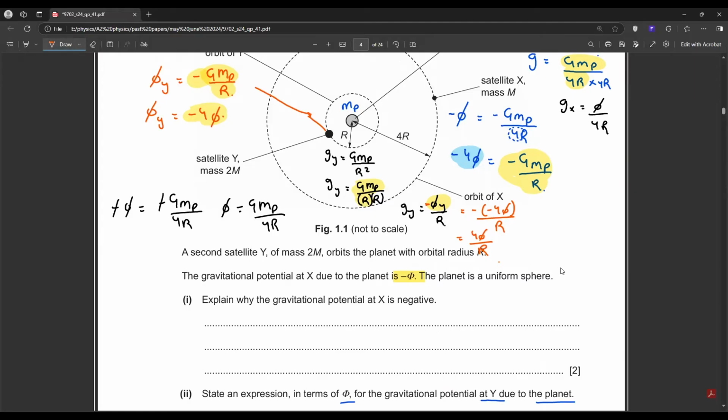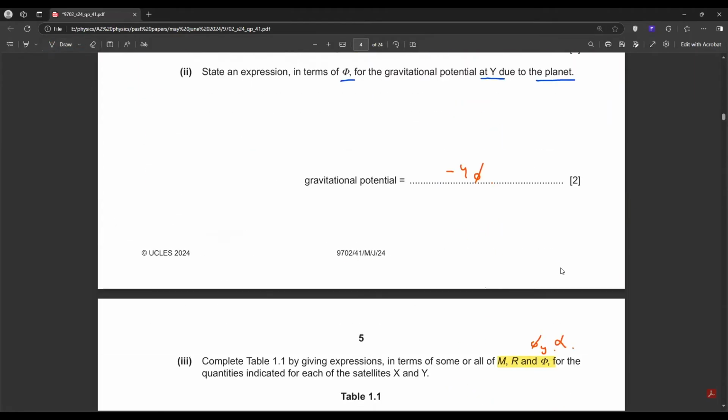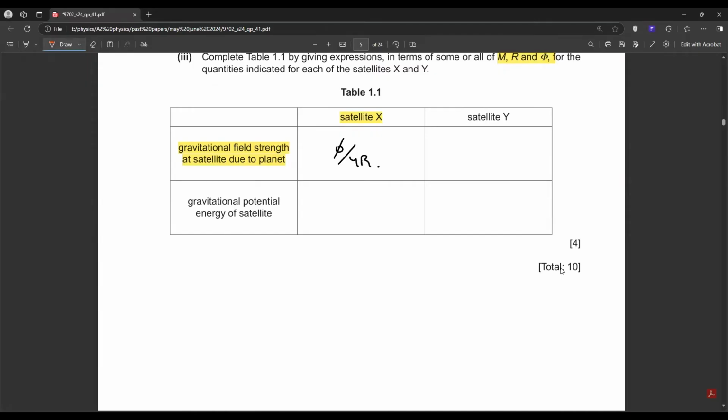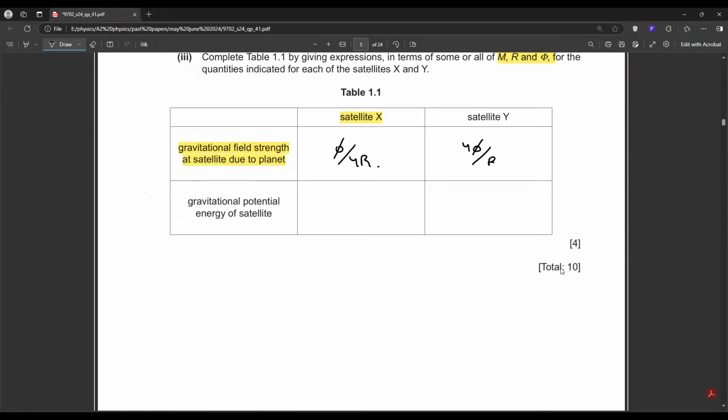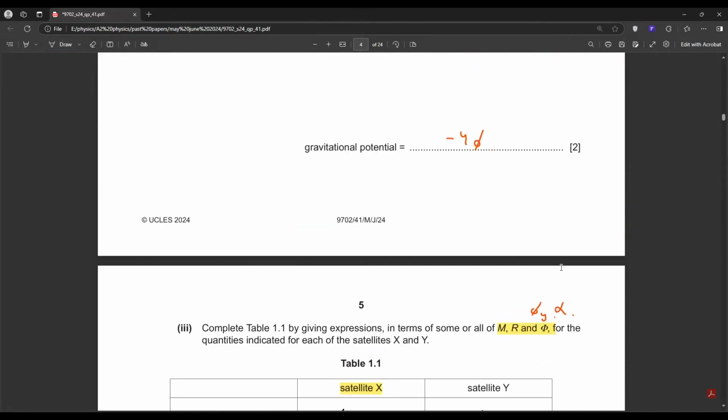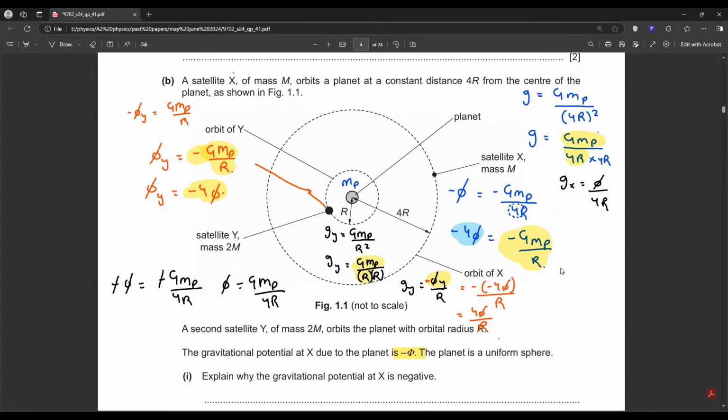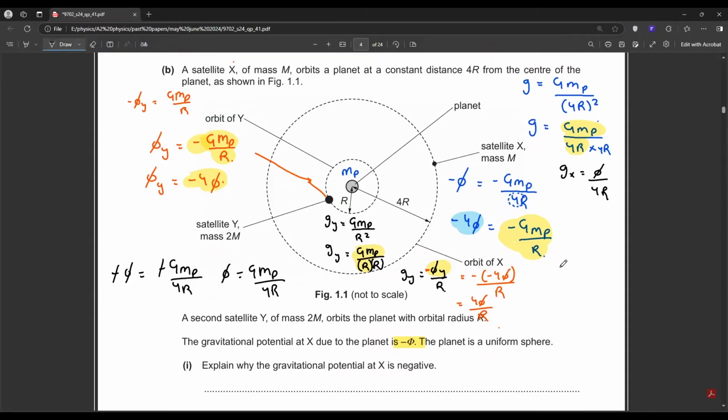Simple. Let's write it down. The gravitational field strength at y is 4 phi over r. Simple. So up till now, there are 2 to 3 important results that we need to encircle. This one, and which one is necessary? This one, and maybe this one. Gravitational field strength at y.